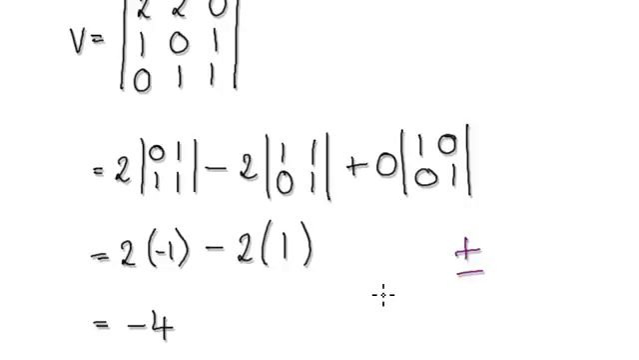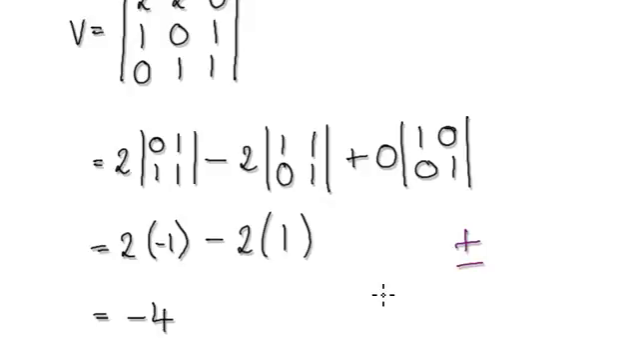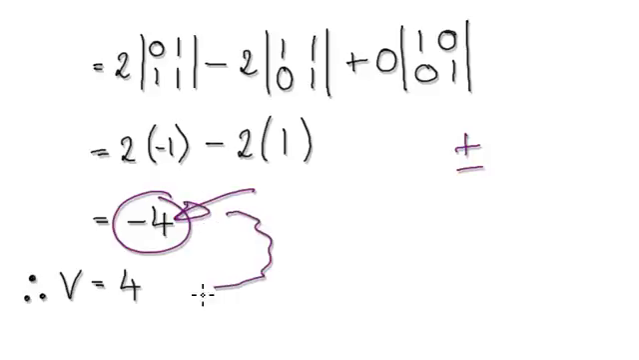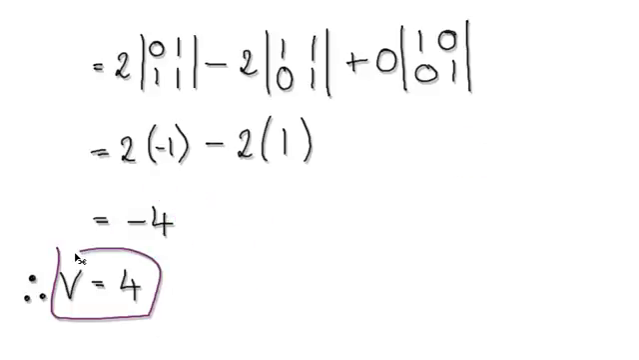Remember, the determinant could be positive or it could be negative. We need to extract the positive side to represent the volume. We can't have a negative volume. So the volume is actually 4. Even though the determinant is negative, we just extract the positive version. So the volume is given by this.